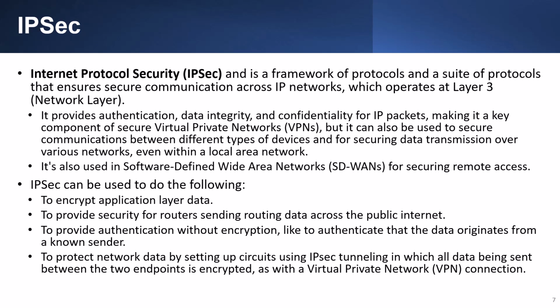IPSec can be used to do the following: to encrypt application layer data, to provide security for routers sending routing data across the public internet, provide authentication without encryption, like to authenticate that the data originates from a known sender, and to protect network data by setting up circuits using IPSec tunneling, in which all data being sent between the two endpoints is encrypted, as with a virtual private network connection.